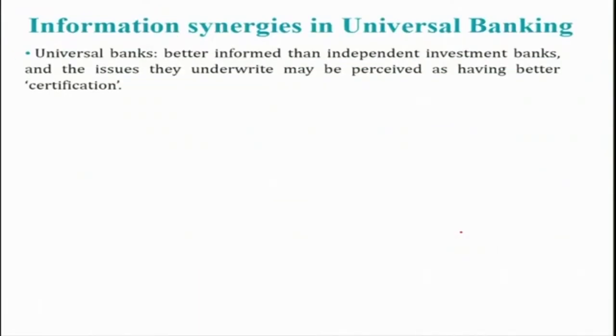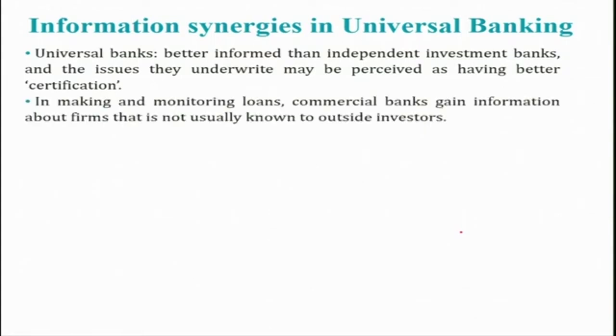So coming to the information synergies in universal banking, let us first discuss what information synergies could happen in universal banking. Then let's link these to the conflict of interest. Universal banks are actually better informed than independent investment banks, and the issues they underwrite may be perceived as having a better certification. Similarly, universal banks may be better advisors for mergers and acquisitions.